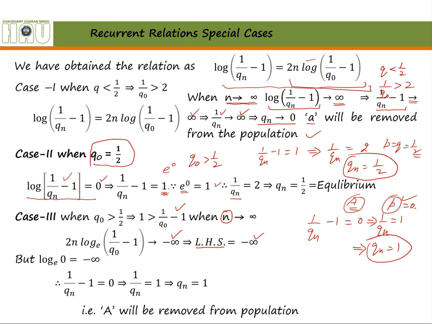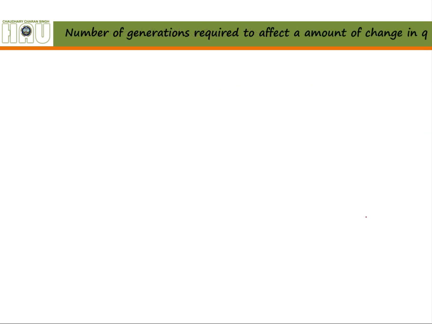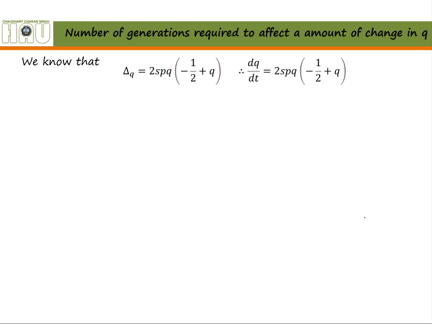So now we will find out the number of generations required to affect the amount of change in Q. Exactly in a similar manner, we know that the change in gene frequency delta Q will be equal to 2SPQ(minus half plus Q), which implies that dQ by dt is 2SPQ(minus half plus Q). And if you separate Q on one side and dt on the other side, you will get this expression.